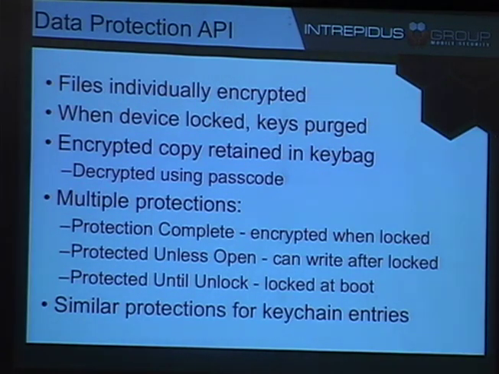There are multiple protections that you can flag. The protection complete basically encrypts it as soon as you lock it. End of story. There's protected unless open, which is a special variant that uses some public key configuration to actually be able to write encrypted data to the file even when the device is locked. And that's good if you're downloading something long in the background and you have to lock it. There's also protected until first unlock, which means as soon as you boot the device, it's locked, but as soon as you unlock it once, it's available. And there are very similar protections to these for entries in the keychain.